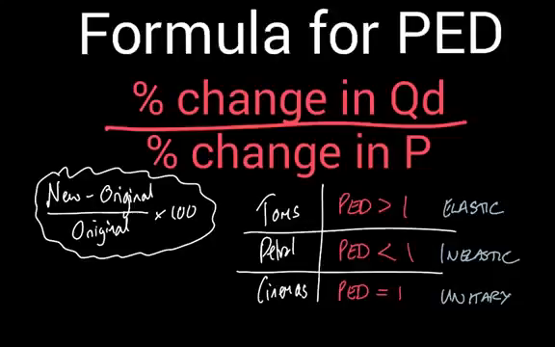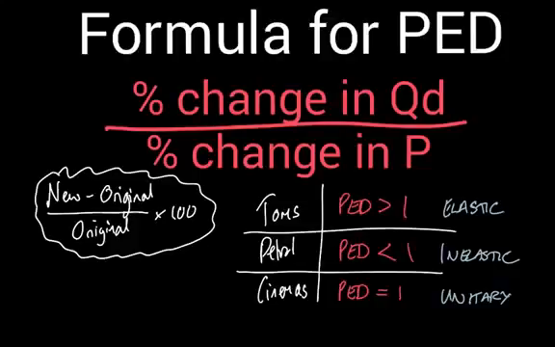Now, there is also a degree of flexibility within each of those. So for our tomatoes, for instance, the further PED goes beyond 1, the more elastic we say that product has become. So a PED of 3 is more elastic than a PED of 1, and a PED of 5 is more elastic than a PED of 3, and so on. The higher the number gets, the more responsive demand is becoming.